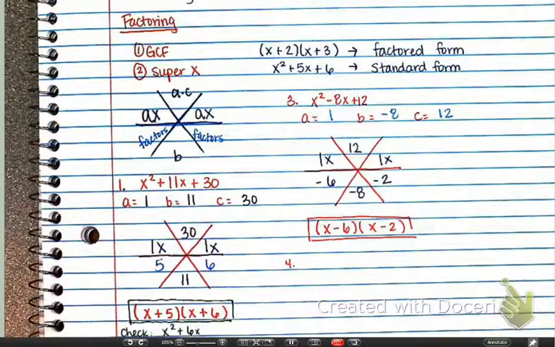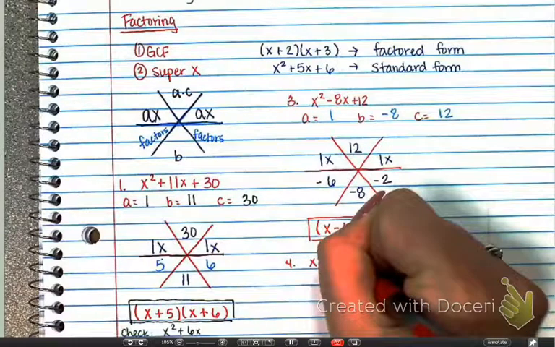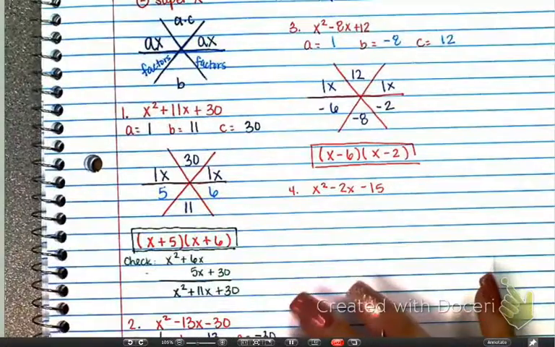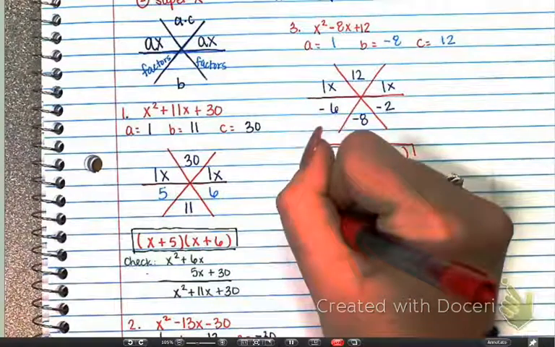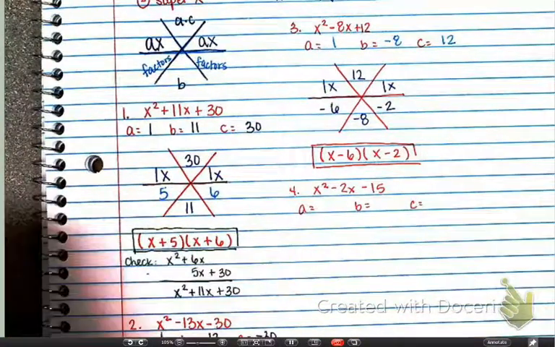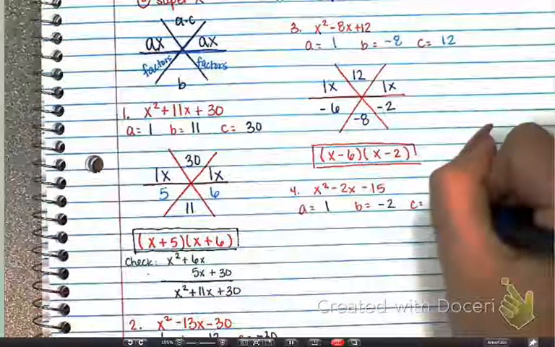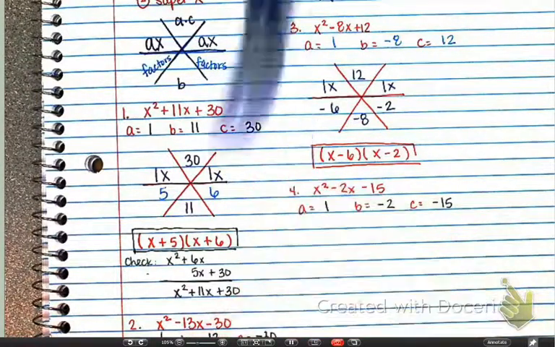Okay, let's try another one. x squared minus 2x minus 15. Try that one. So let's identify a, b, and c first. What's a? 1. b? Negative 2. c? Negative 15. Okay, the reason I'm making you do this now is because tomorrow our a won't be 1.